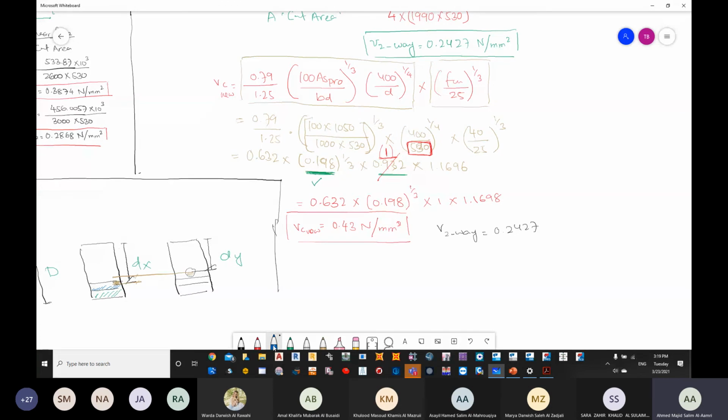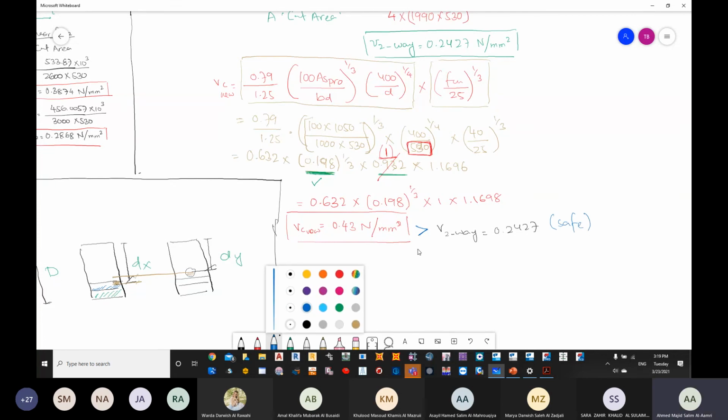Now, if you see in the VC, there is nowhere you have included the loading into account. So VC is the capacity which can be taken by concrete without additional reinforcement. V two-way or V one-way is the shear force caused by the loading. So you can see that the concrete is having more capacity. The concrete can take up to 0.43, but my loading is causing only 0.2427. So in this scenario, this is going to be safe.